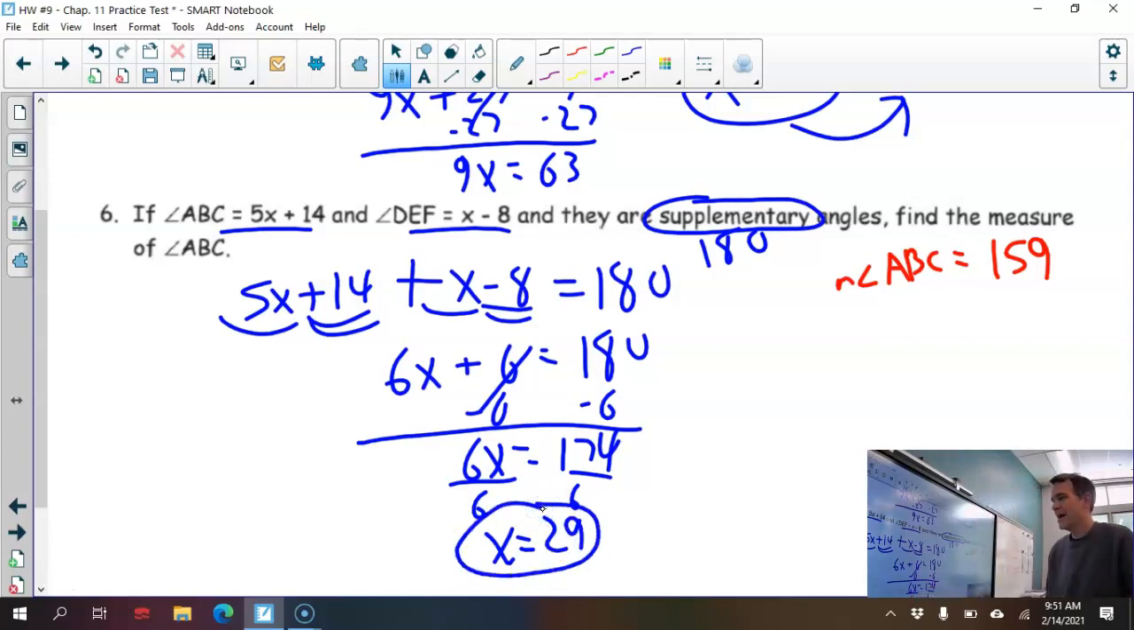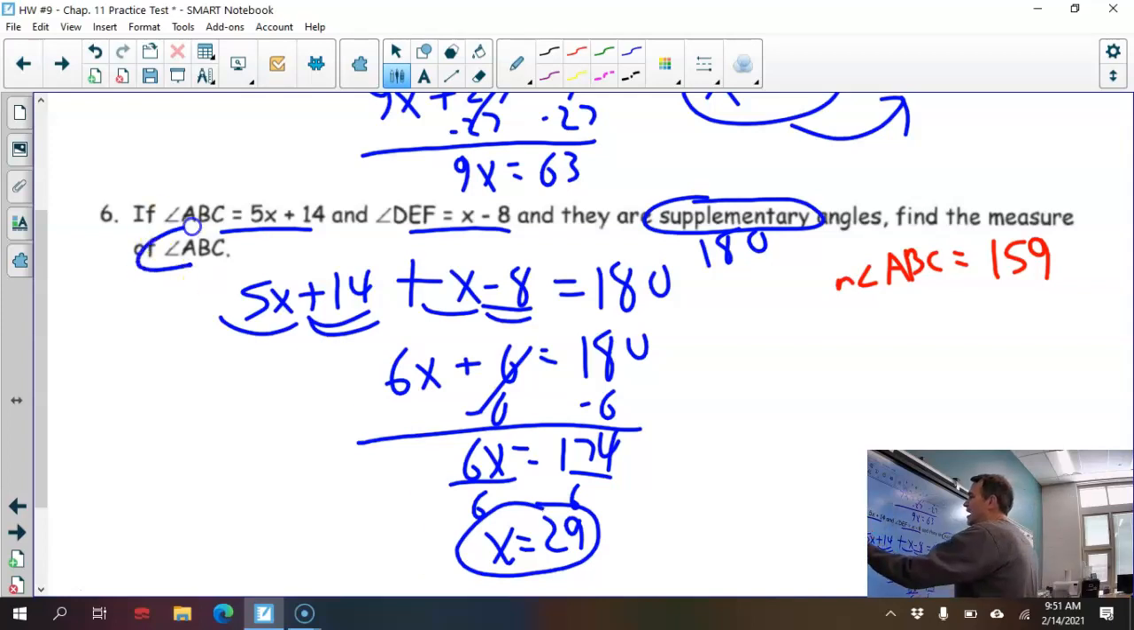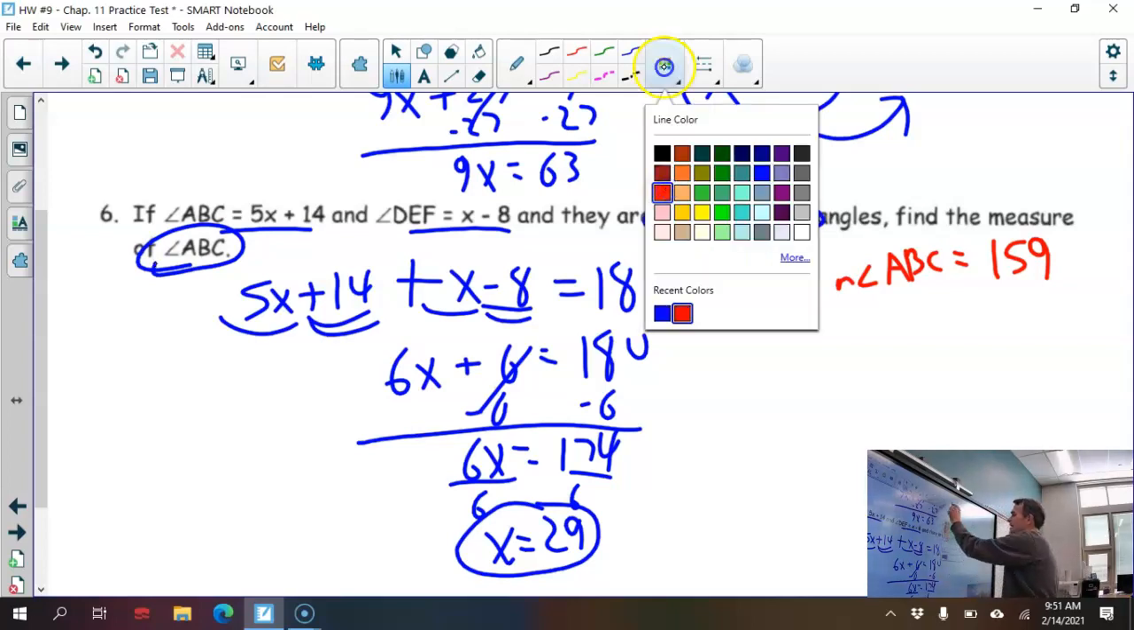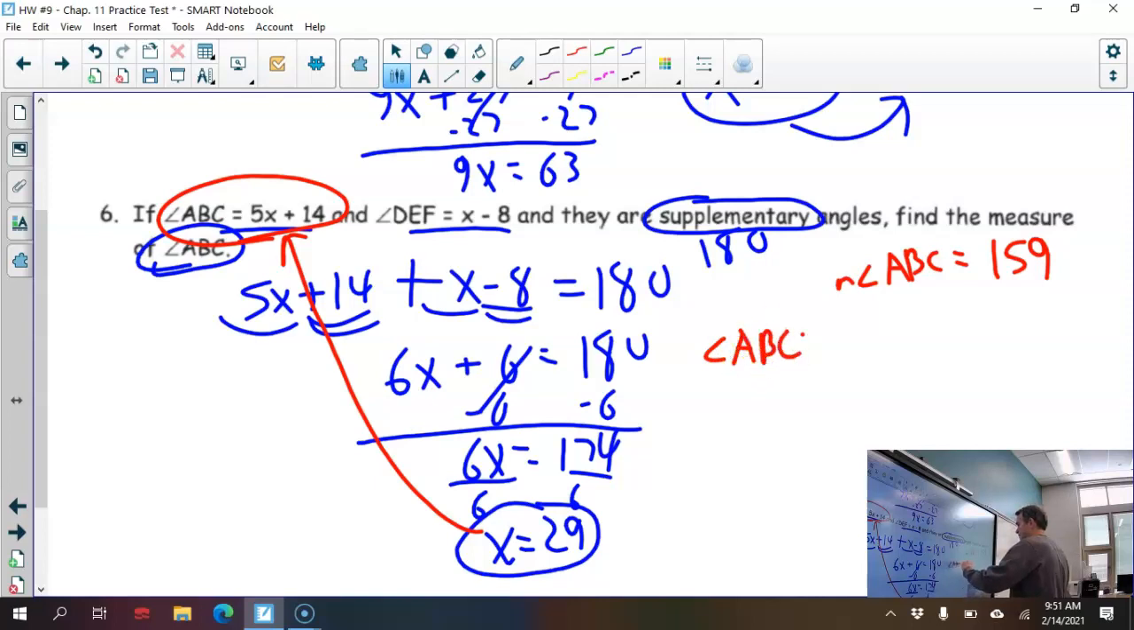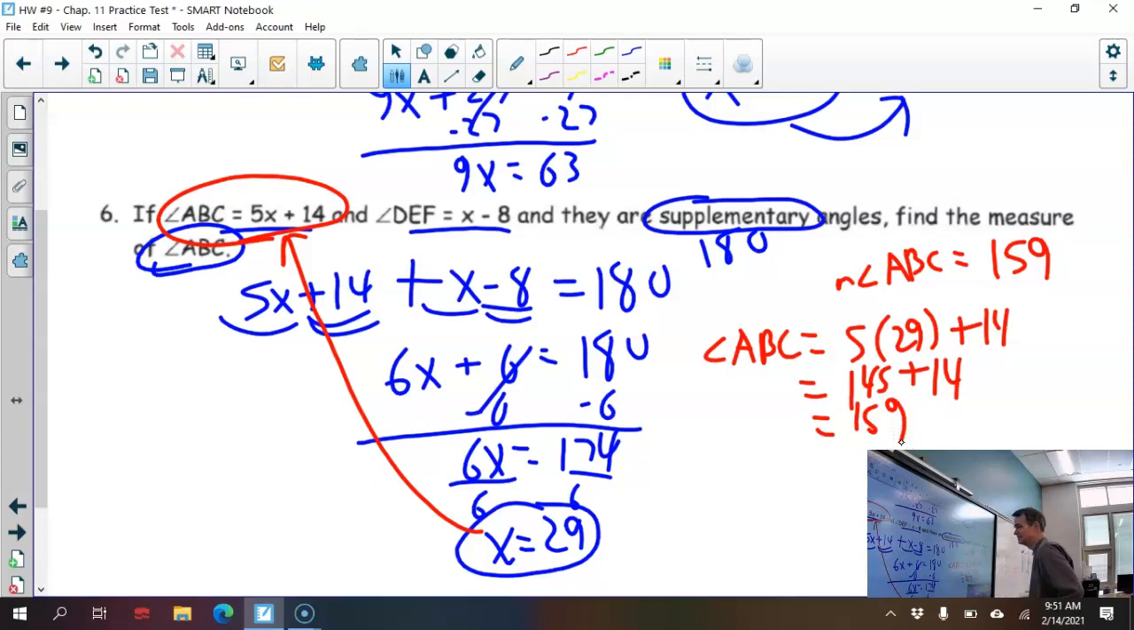But in this case, 29 is not my answer because I don't want to know what x equals. I want to know what angle ABC equals. So I need to take my x and put it back in for angle ABC. And that way, angle ABC would equal 5 times 29 plus 14. That would equal 145 plus 14, which is 159.